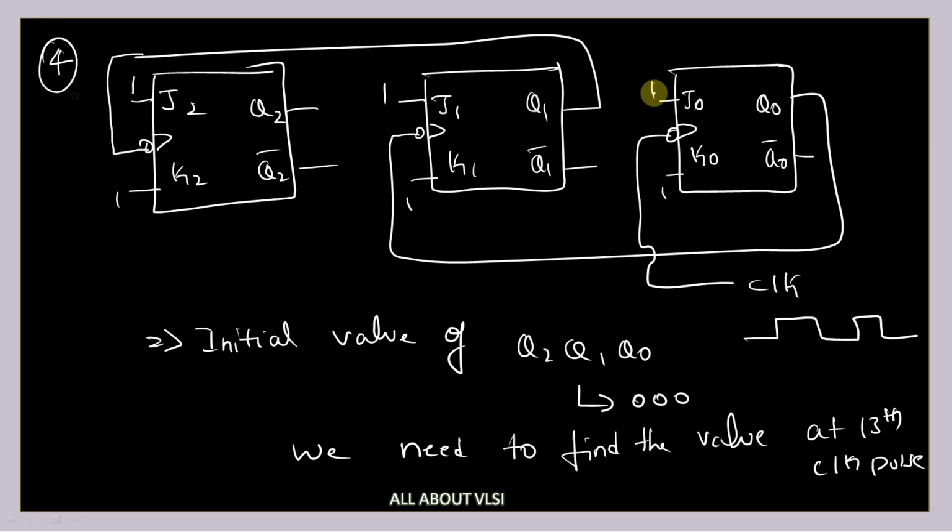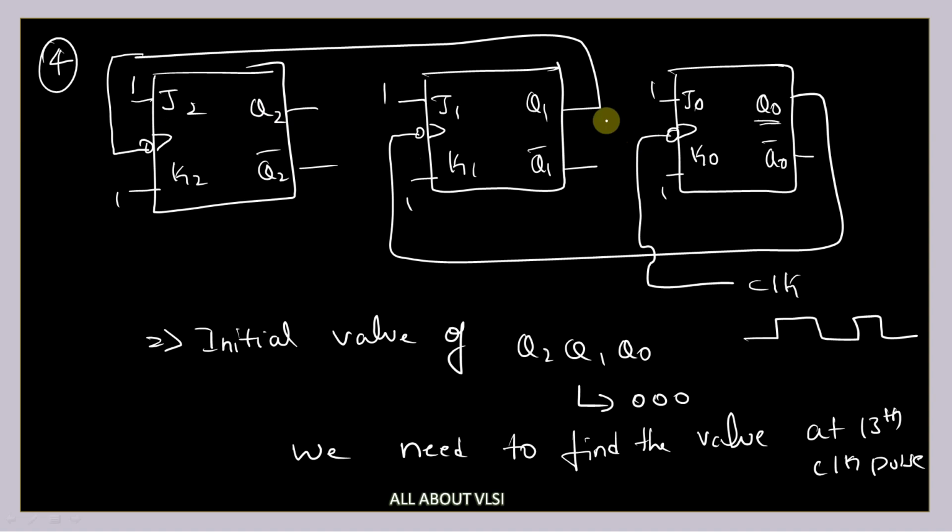Yes, from this diagram we can easily see that the output Q is directly connected to the negative edge of the clock. That means it is an up counter. So if the Q is directly connected to the clock bar, it is an up counter.